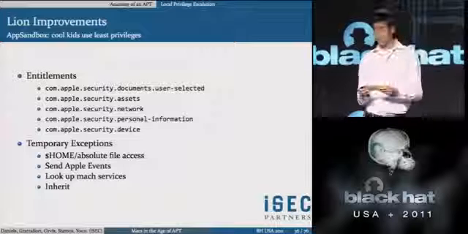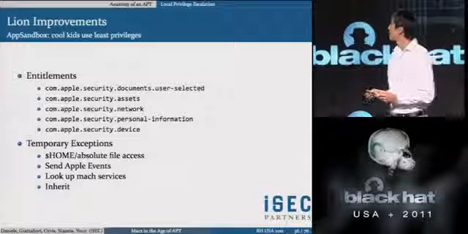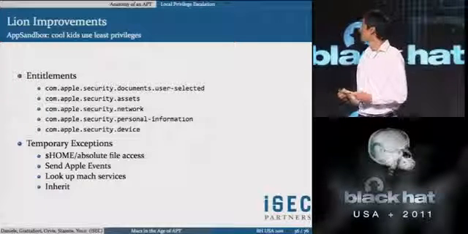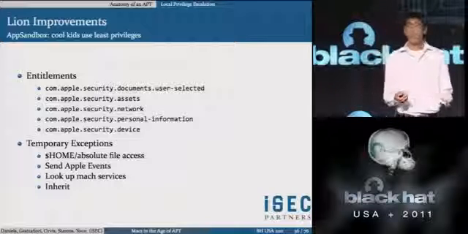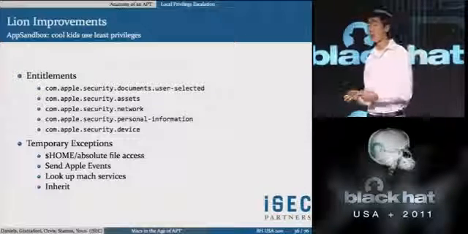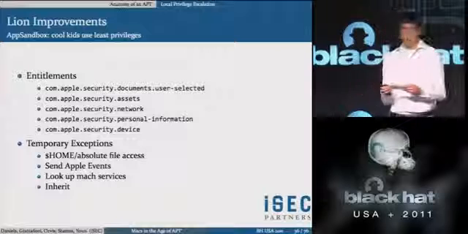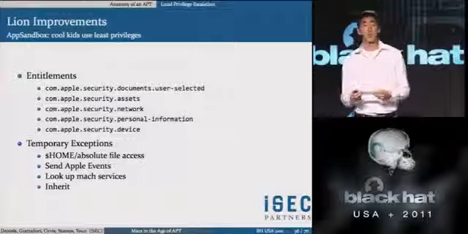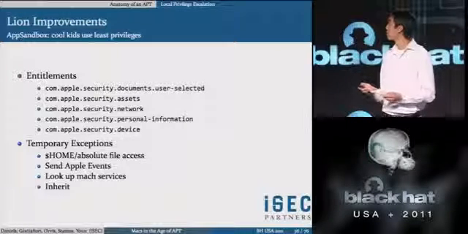So this is a list of some of the fine-grained controls that an application can request. So these entitlements include things to access network assets, personal information, and other portions of the file system. And temporary exceptions can also be granted for even higher privilege actions.